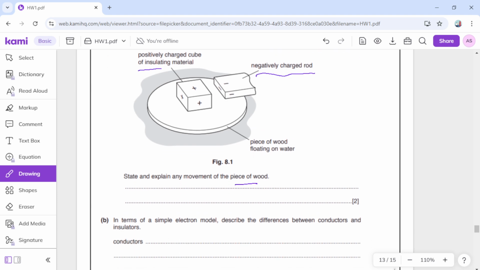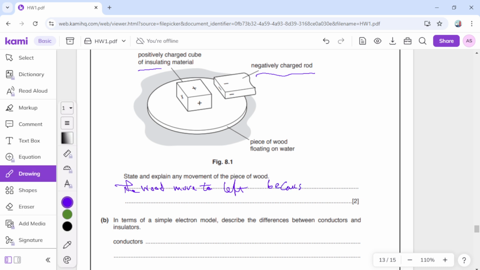So I will write the piece of wood moves to the left because the cube will attract to the rod. Okay.